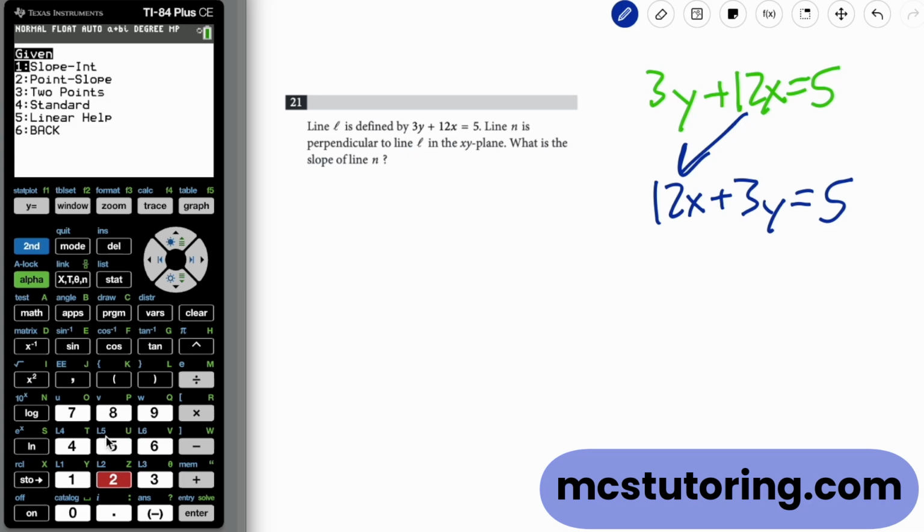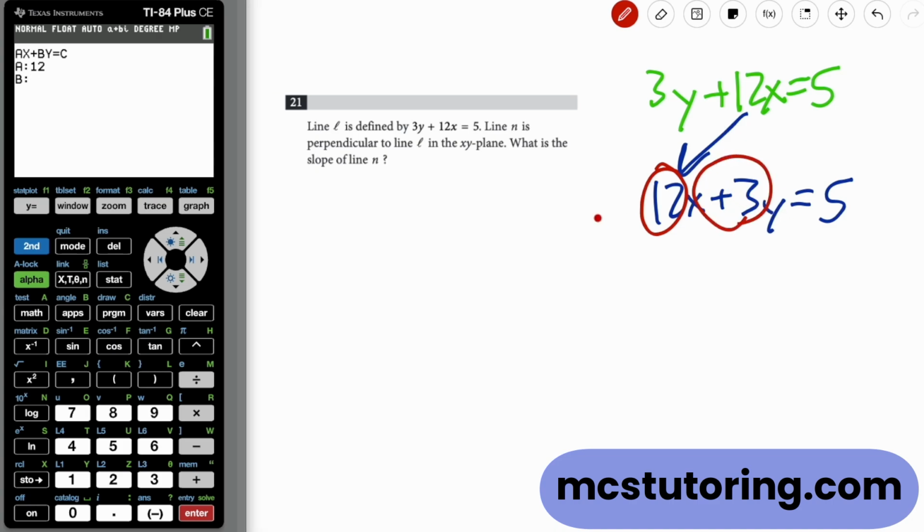So linear equations, standard form, option 4. Remember, it's ax plus by equals c. Always stay awake, always stay on your toes in this test. So what is the a? The a is 12, the coefficient of the x, meaning the number before the x. And then what is the coefficient of the y, meaning the number in front of the y? It's a 3. And then what is the c value? I'll box it. It's 5.